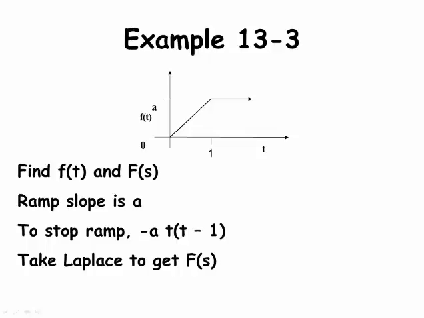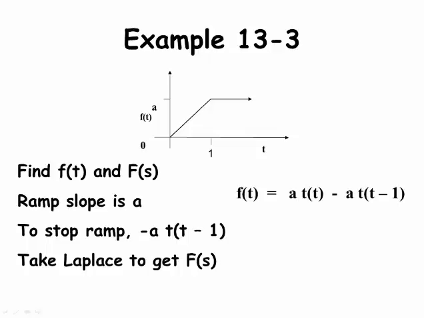One change is the ramp that starts at time t equals 0. The second change is the ramp stopping at time t equals 1. So our time domain expression will have two terms. We can see that the ramp slope is a because the value after one time unit is a. We should also note that the ramp begins at time t equals 0. So the first term of our time domain expression is a times t of t.